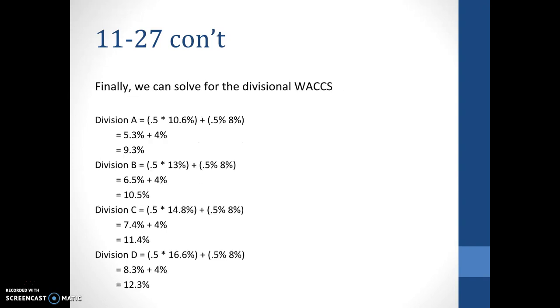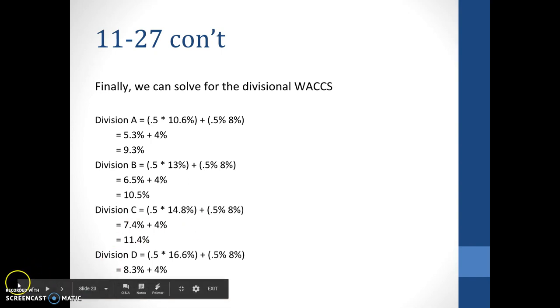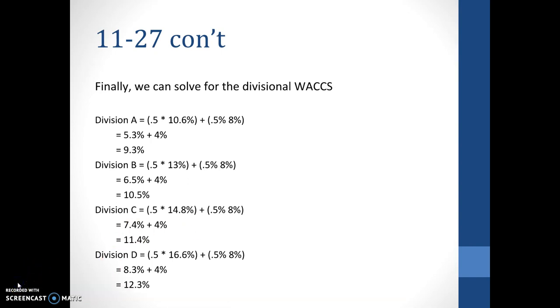Then finally, we'll solve for the division WACCs using the weighted average cost of capital formula. So the division WACCs for Division A would be 9.3%, Division B 10.5%, Division C 11.4%, and then Division D 12.3%.